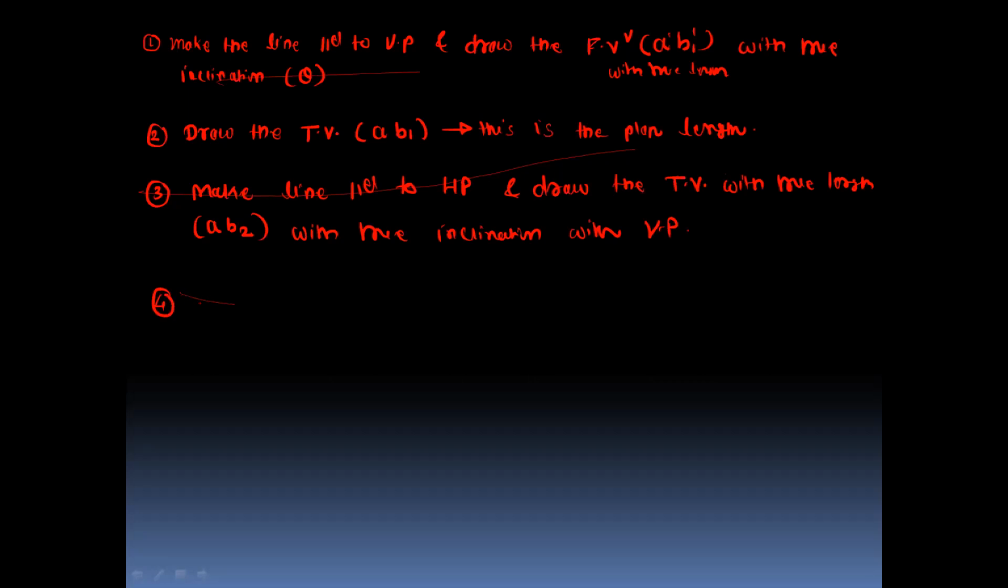And the fourth step is, in the same condition, draw the front view. This front view will be A dash B2 dash, and that is called the elevation length. In short, it is written as EL, and this plan length is called PL.